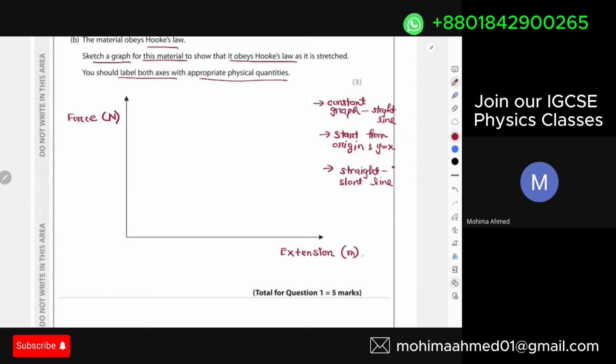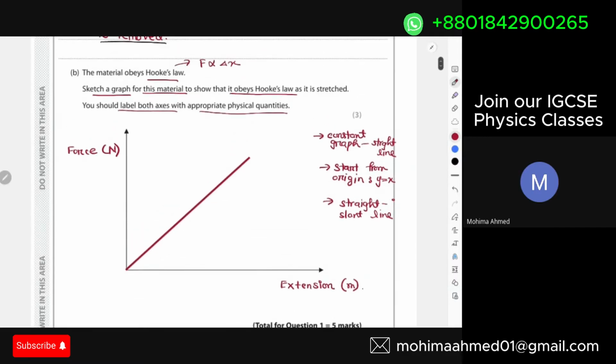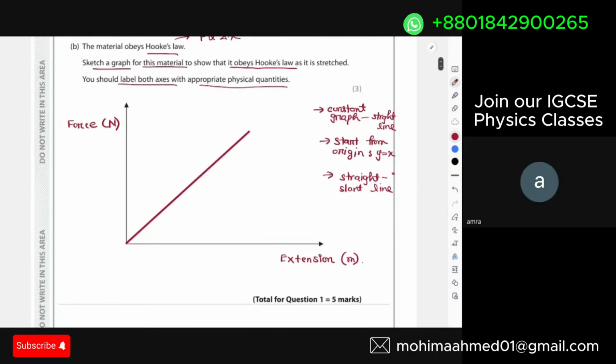I hope you guys remember there are other 2 types of graphs also, right? Amra, can you tell me what are the other 2 types of graph that represent the relationships? Amra, can you listen to me? Oh, sorry, Miss, I was on mute. Okay. Displacement time graphs, velocity time graphs, and acceleration time graphs.